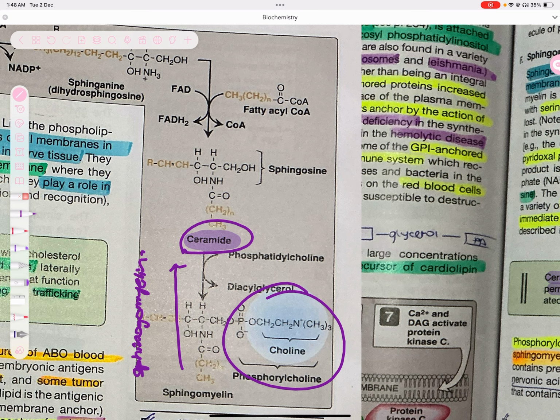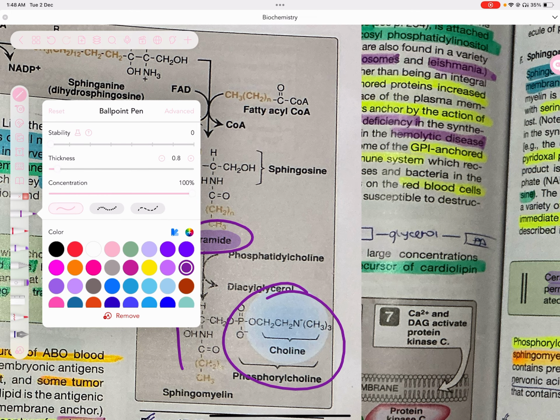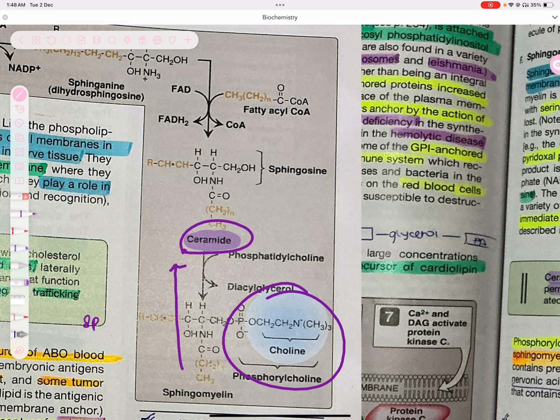So sphingomyelinase, oh my god, the handwriting is so illegible. Actually, let me just write it like this. Sphingomyelinase. So sphingomyelinase basically breaks down sphingomyelin into your ceramide and it leaves behind phosphorylcholine.